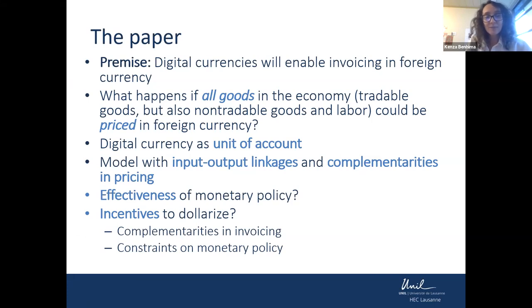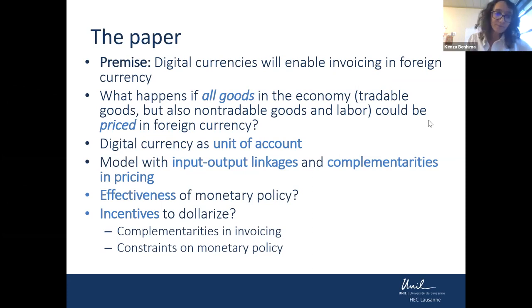The paper is based on the premise that digital currencies will enable invoicing in foreign currency more easily. So the question is, what happens if all goods in the economy, so all sectors, could be subject to pricing in foreign currency? So not only the tradable goods sector, as has usually been considered in the literature, but also the non-tradable goods sector, and also the labor sector. Also, something to emphasize is that it's digital currency as a unit of account, so putting aside the role of store of value and medium of exchange, really just pricing.